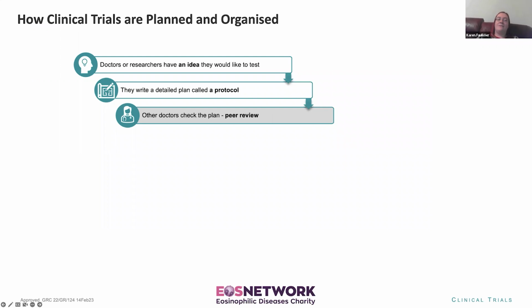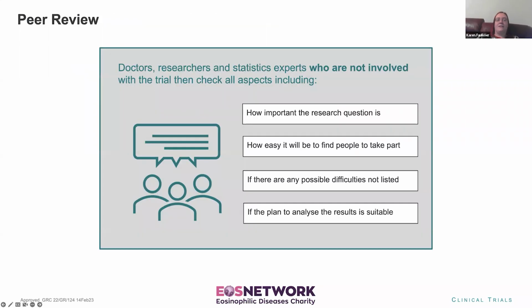Then the next step is for someone else to check it. So it's all very well and good Dr. A having a fantastic idea, but if doctors B, C, and D think it's rubbish, it's not going to go forward. So this is called a peer review. So this is people who are also experts in that field. So other doctors, researchers, statisticians will check the protocol to make sure that the research is valid. So it's an important question that actually needs answering. It's not just some whim that someone has got.